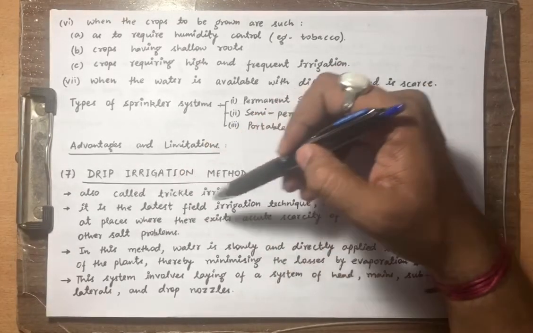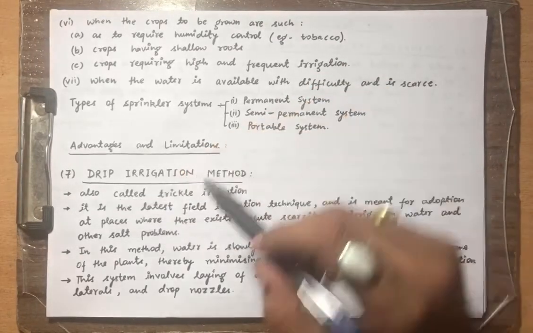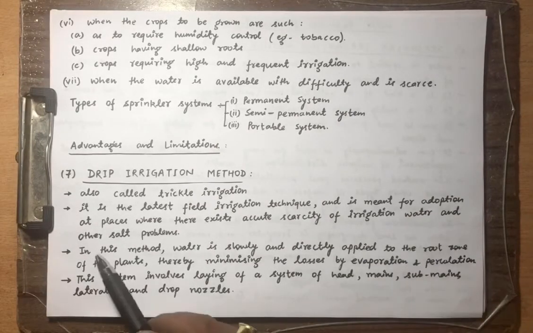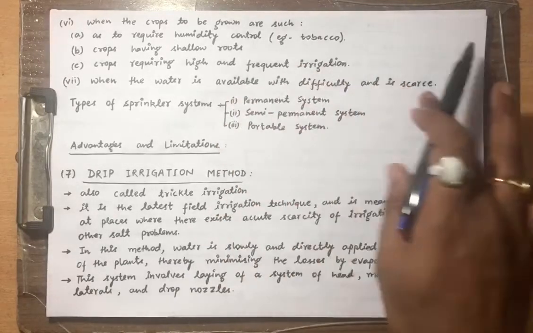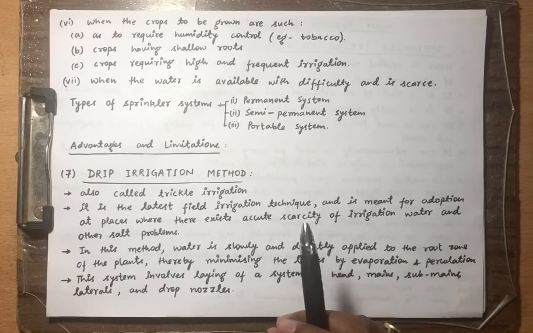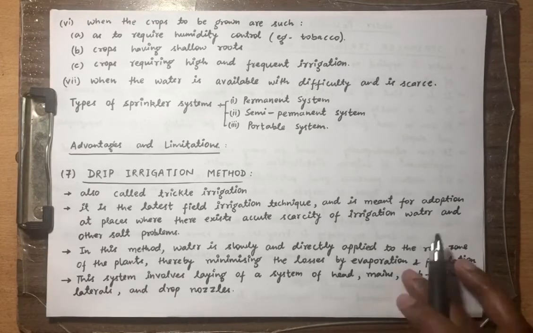It is the latest field irrigation technique and is meant for adoption at places where there is acute scarcity of irrigation water. Sprinkler had the same requirement. Here, if water availability is very less, then we will use drip irrigation. What are we doing in this method? In this method, water is slowly and directly applied to the root zone of the plant, thereby minimizing losses by evaporation and percolation.